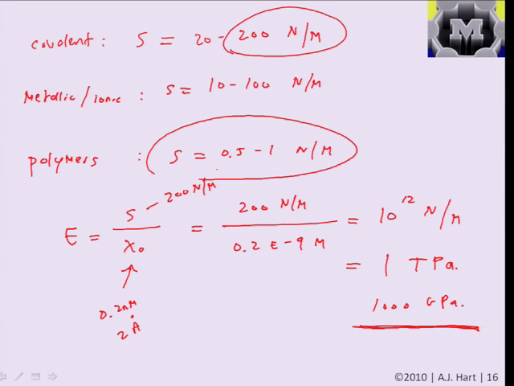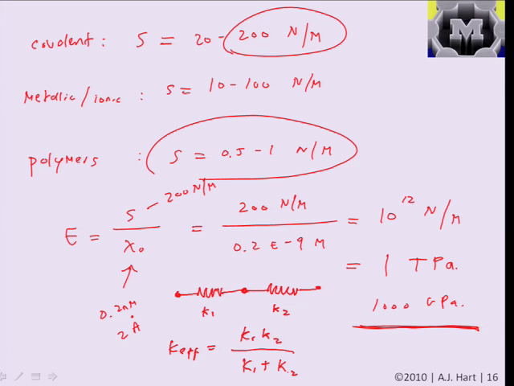So if you think back to, say, if you had 3 atoms in series, and we had 2 different bond stiffnesses, and we derived the effective stiffness of this series combination of springs, then we would see that this is equal to K1 K2 divided by K1 plus K2. And then if K1 is much less than K2, the K1 goes away from the bottom, the K2s cancel, and this gets to K1.